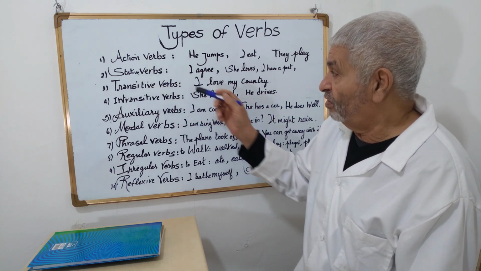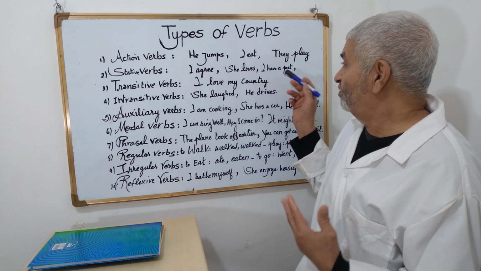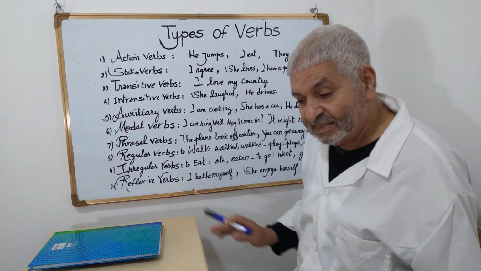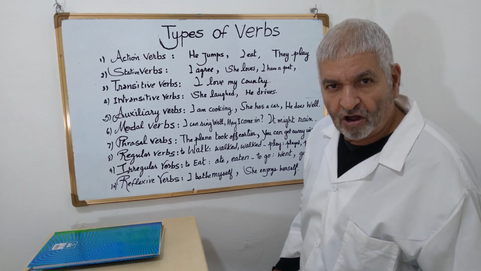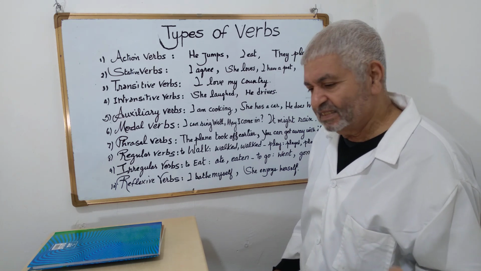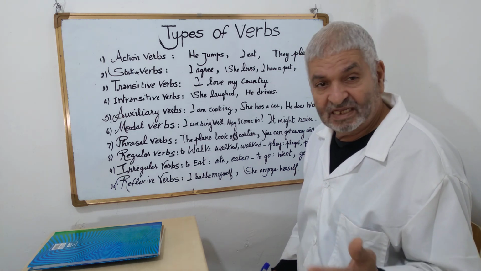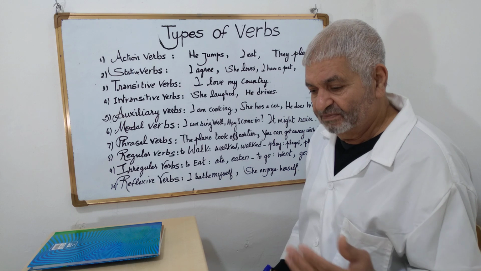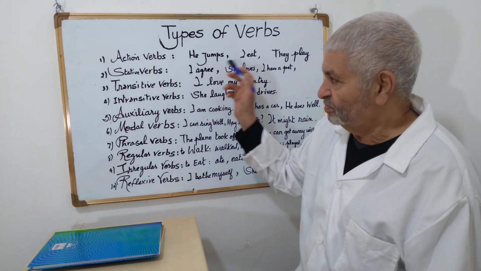We have the stative verbs. For example, you say I agree, she loves, I have a pet. These verbs are verbs of thought, opinion, feelings, emotions, senses, perception, etc. They call them the stative verbs.